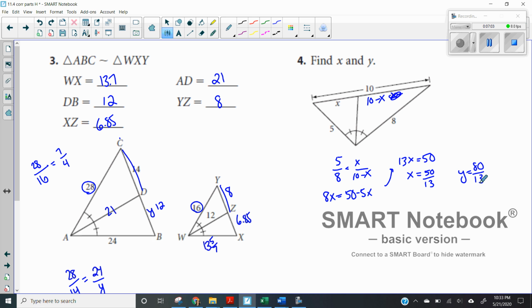If you had, let me see, what is that? 50/13 is about 3.8 and 6.15. Okay, so let me put those there as well. About 3.8, this is about 6.15. So if you had those, you're on the right track. Just some rounding differences there.